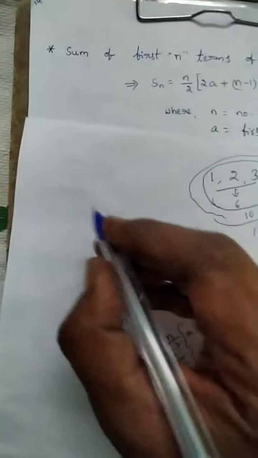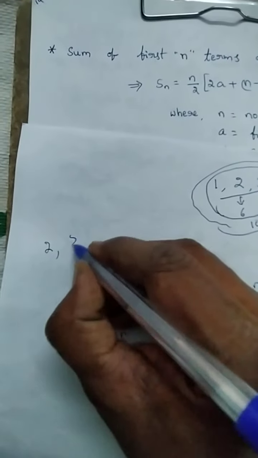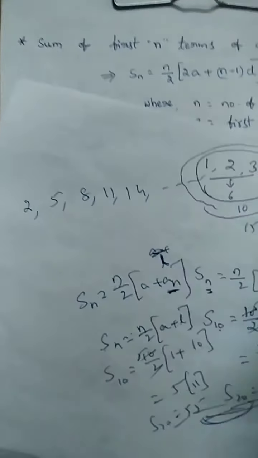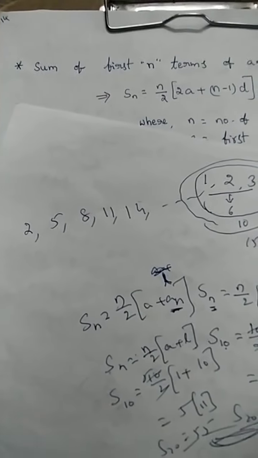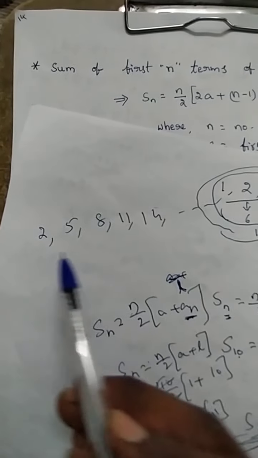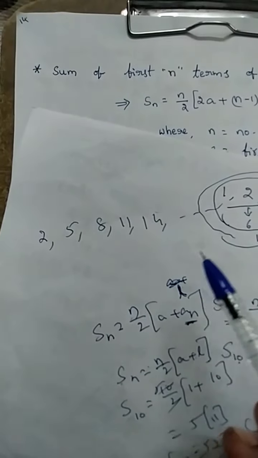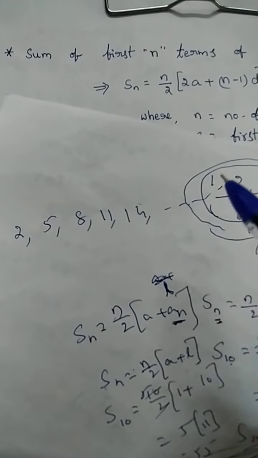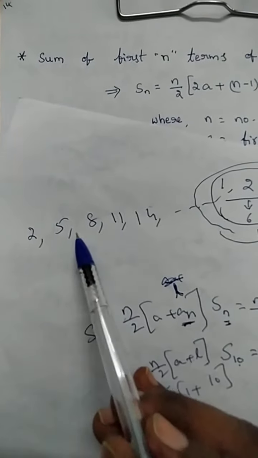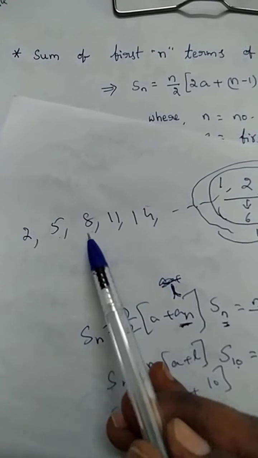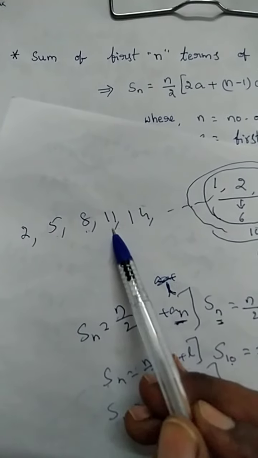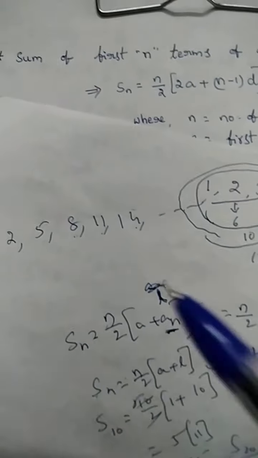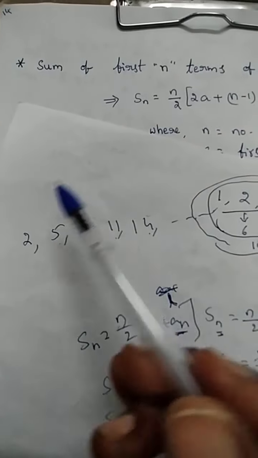For example, we take one more problem: 2, 5, 8, 11, 14 and so on, an infinite number of terms. Find the sum of the first 20 terms of that arithmetic progression, not the 20th term. 2 is the first term, 5 is the second term, the third term is 8, fourth term 11, fifth term 14. In such a way, the 20th term we don't know. So we find the sum of the first 20 terms of an AP.